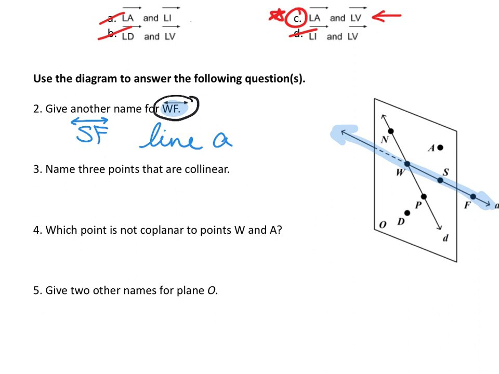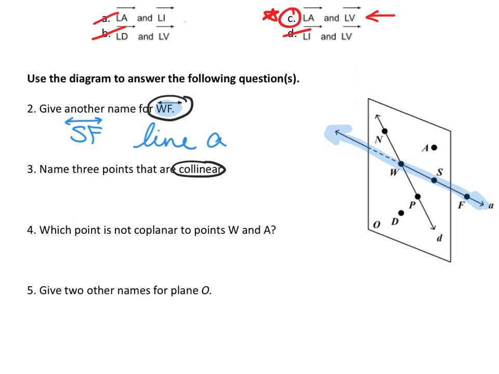Next one says, name 3 points that are collinear. What's my keywords here? Collinear. Ooh, what does that mean? What does linear mean? Line. What does collinear mean? Lines that go together. So we are trying to find points that are on the same line. Okay. Name 3 points that are collinear.